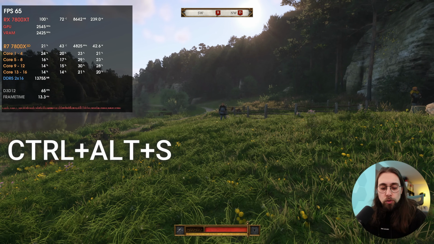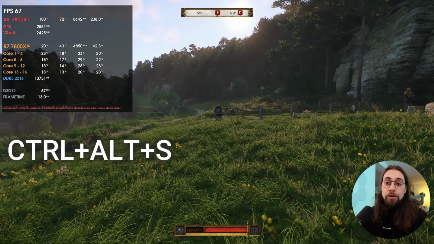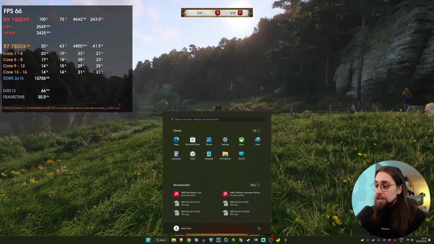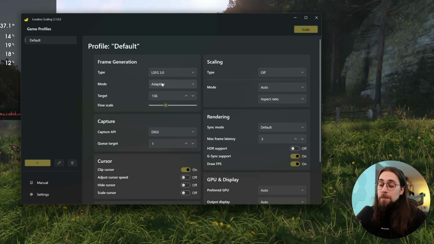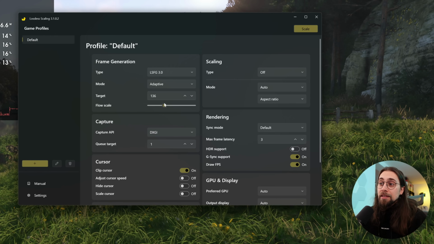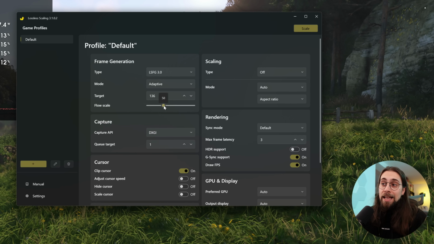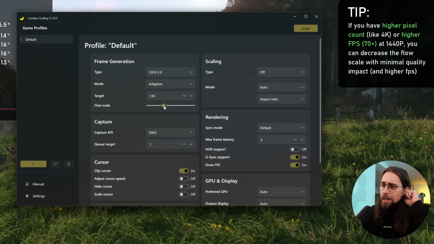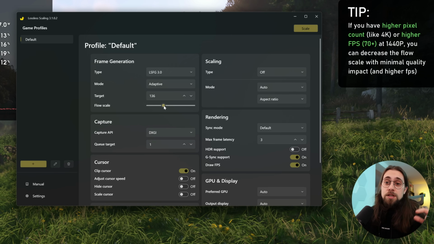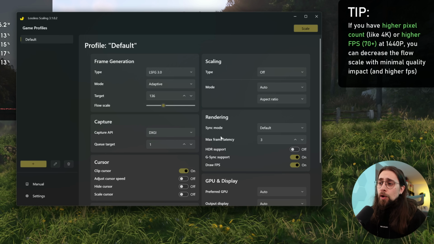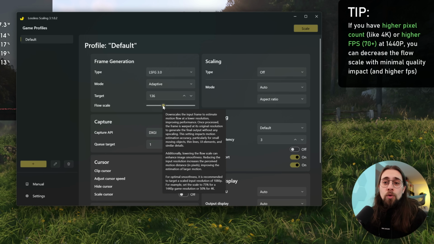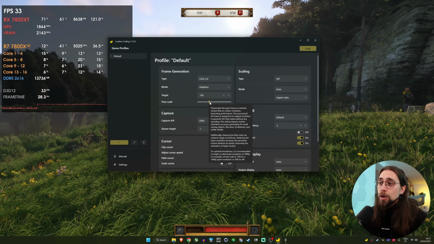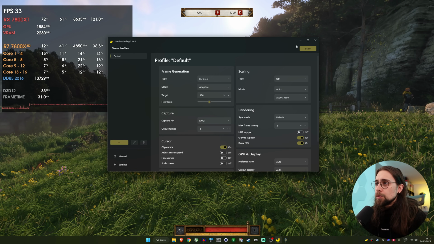As soon as we press Ctrl Alt plus S and go into Lossless Scaling frame generation, and again we are doing Lossless Scaling frame generation, adaptive 136, and as for the flow scale, I'm using 50%. So it is still working pretty decently. You can go up to 100% if you're doing it at 1440p because you have fewer pixels, or 70%. For now, I will follow THS's advice and we'll go to 50%, which is okay.